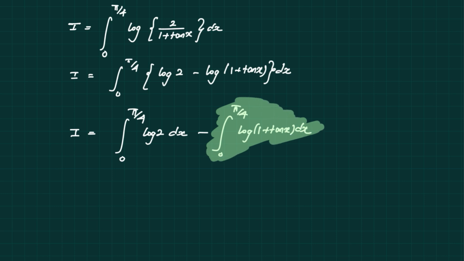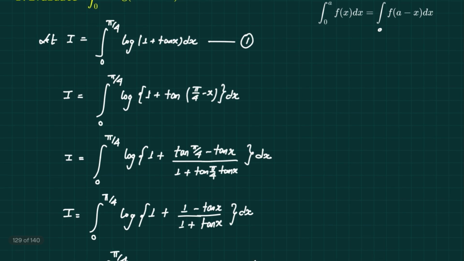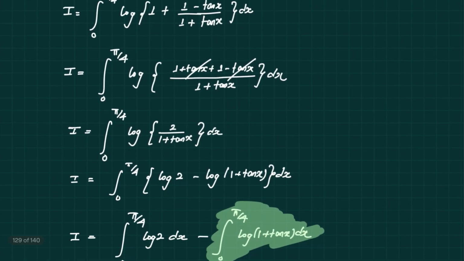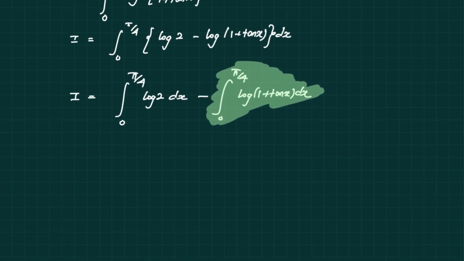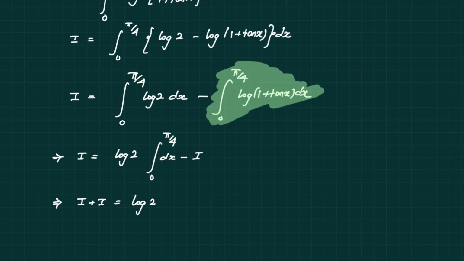Now if you notice, from equation 1, this is our integral, that is, this is the same as in the question. So this we had considered as I from equation 1. So instead of that we will write I here. So this implies I equals log of 2 is constant, log of 2 integration from 0 to pi over 4 dx minus this part is I. So bringing that minus I here, it will be I plus I equals log of 2 integration of dx is x, and our limit is from 0 to pi by 4.